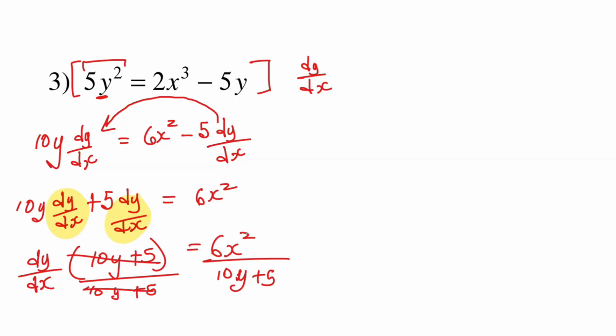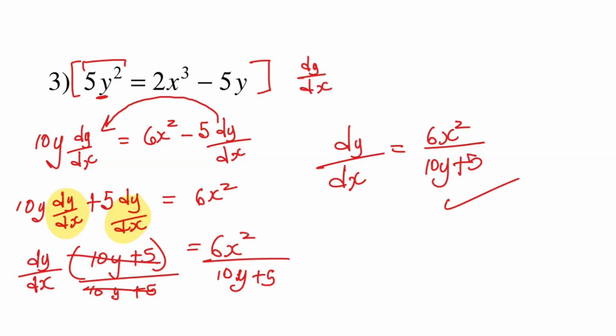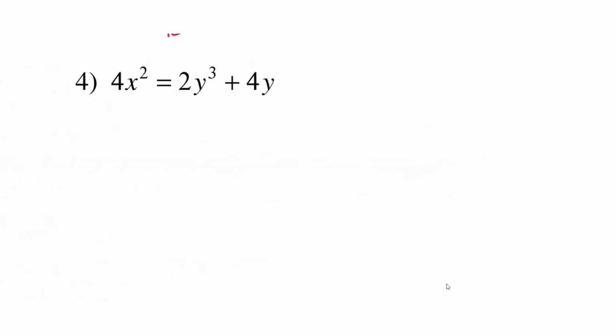So finally, the response is that dy dx, let me fix this. So dy dx is actually equal to 6x squared over 10y plus 5. Right? So there that is. That's our third example. Let us take a look at the fourth question here.